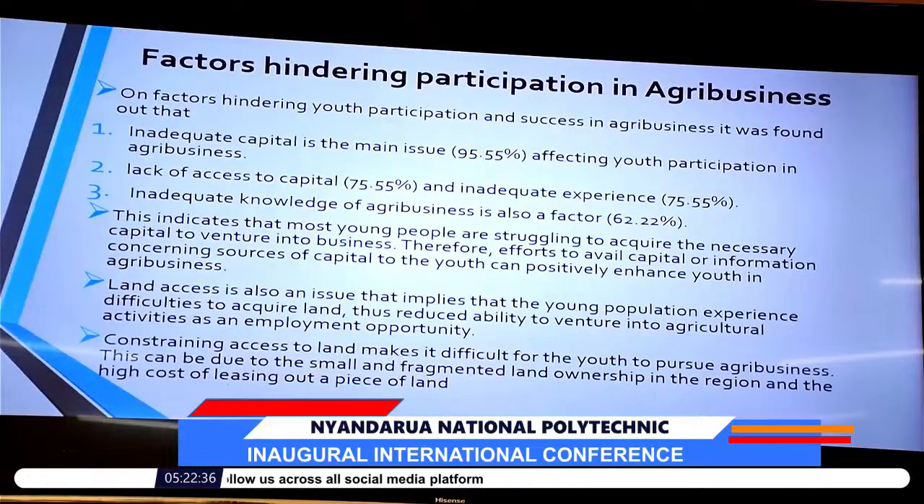Another issue is access to land. You'll discover that most of the land is owned by parents, and they are not ready to give it to the young people to utilize in agribusiness or any other activity.